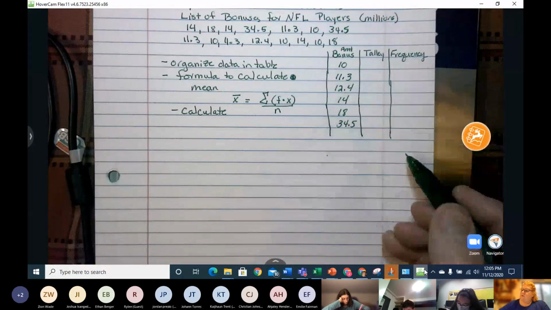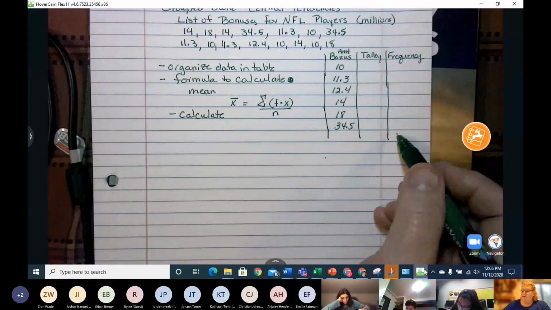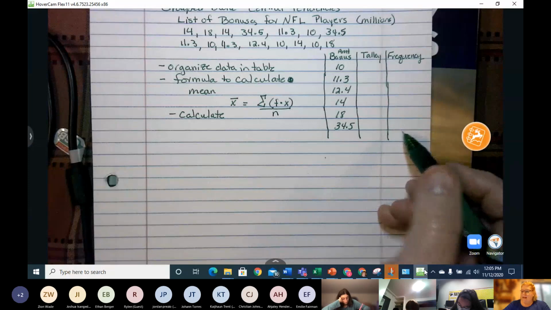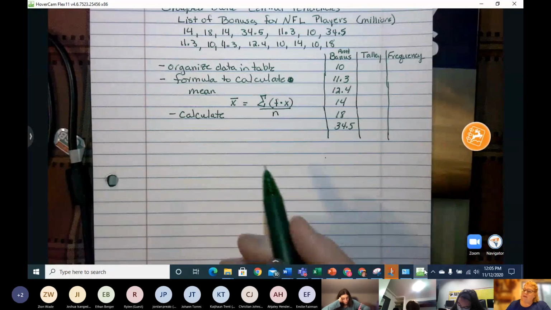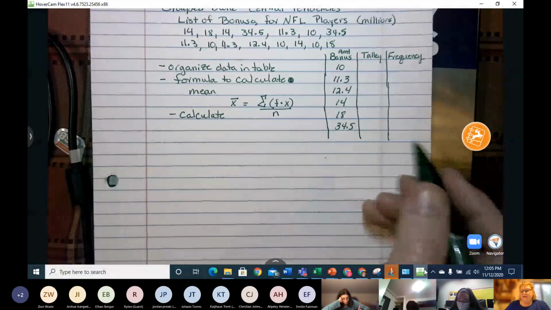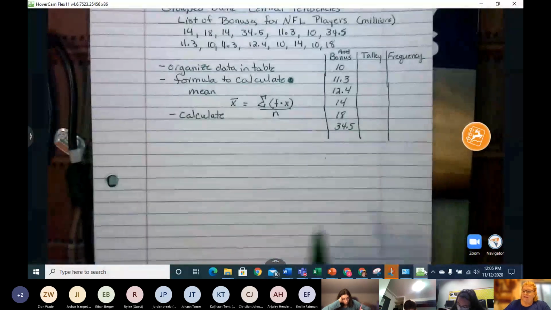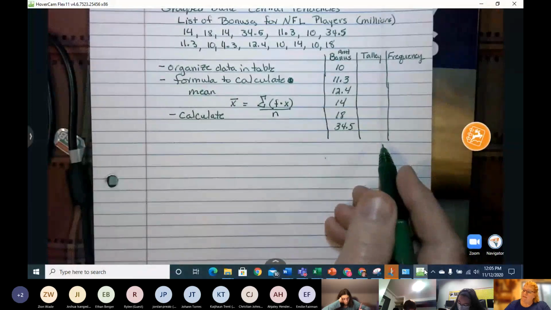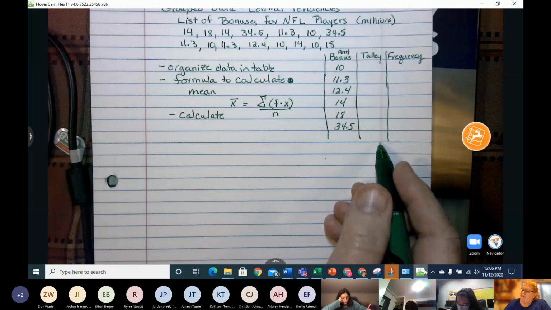Now, the purpose of the tally column is just to help us organize the data. And so I like to recommend for you to go through your data one at a time and put the tallies down. So I mark off the data as I put them into the tally mark to help be sure I know I've gotten all my data in my list.